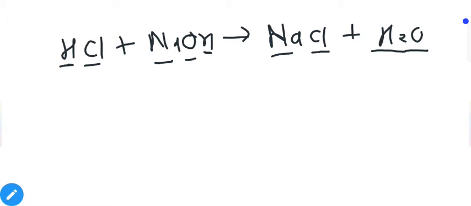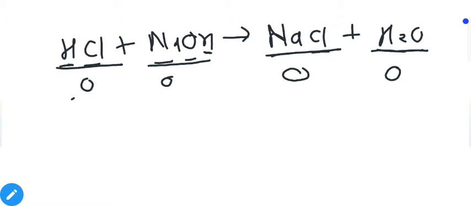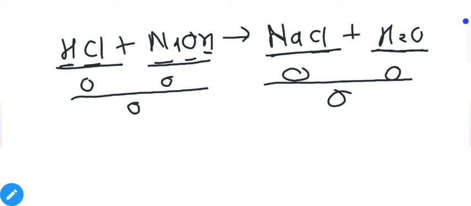Now let's check the total charge. HCl is a neutral molecule plus NaOH is a neutral molecule. NaCl is neutral and H2O is also neutral. So the total charge on the reactant side is 0, and the total charge on the product side is 0. So this reaction is balanced.